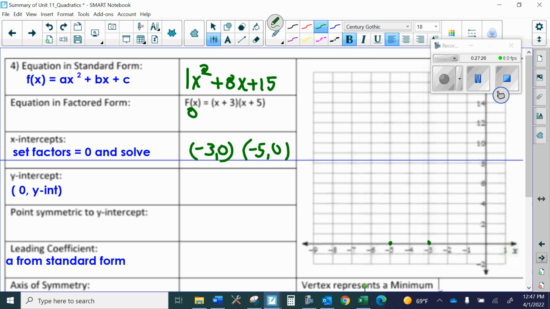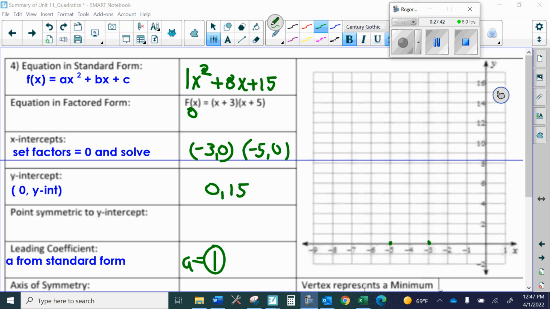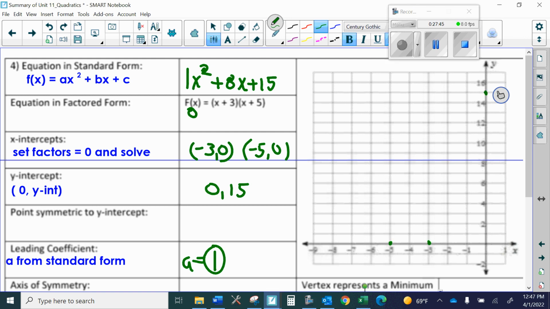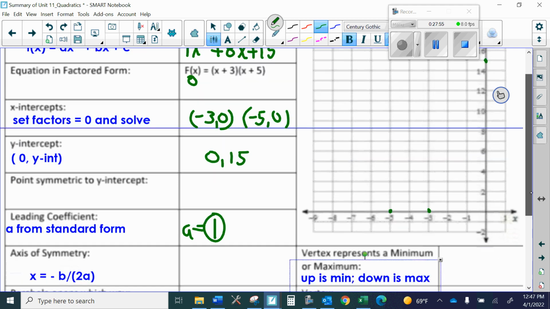So that's 1, so I know it's going to open up. The leading coefficient is 1. Remember, that's the A. That's what A equals. Okay. The y-intercept, I plug 0 in for x, and I get 15. Okay, so 0, 15. The point symmetric to the y-intercept, we have to get the axis of symmetry first for that. Okay. So we've got that filled in. We'll do that point symmetric almost last.